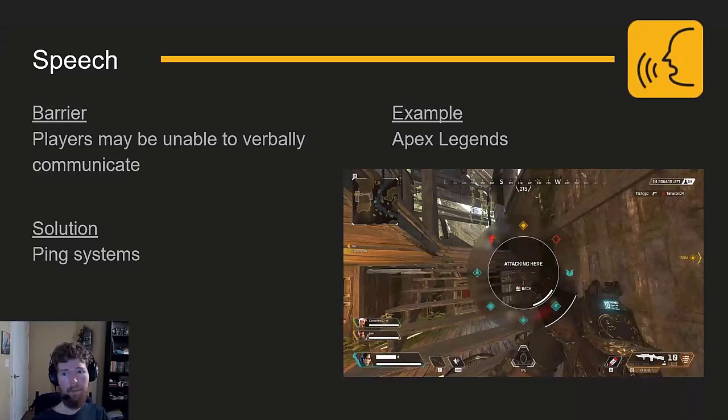Last but not least, we have speech barriers. So, speech barriers typically come up in multiplayer or co-op games where there is a pressure to communicate in a timely or precise manner. Any single-player game that doesn't require your voice input is accessible by design. However, if you're playing a multiplayer game such as Apex, something like its very robust ping system is an interesting design for people who can't or don't want to communicate verbally. This then ended up benefiting all players. Good job, Apex.